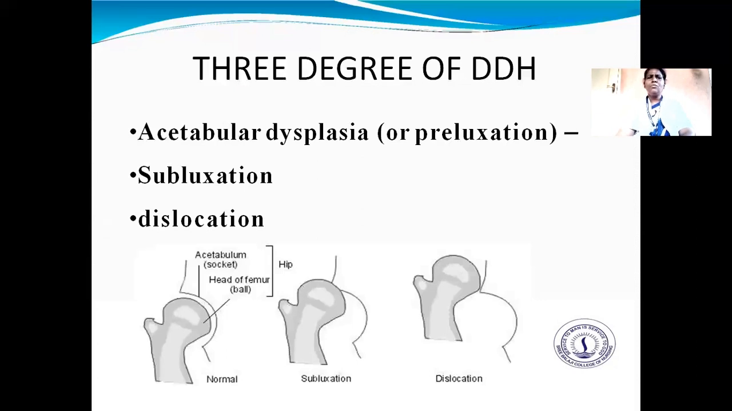Then let's see about the degrees of developmental dysplasia of hip. There are three degrees. One is acetabular dysplasia, otherwise called pre-luxation. Second is subluxation. Third is dislocation.